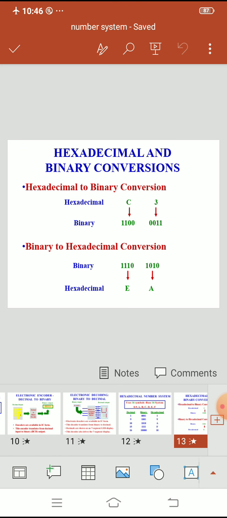Hexadecimal and binary conversion. Hexadecimal to binary conversion: hexadecimal number C3. C means 12, equivalent to binary 1100, and 3 is equivalent to binary value 0011. Binary to hexadecimal conversion: binary value 1110 is equivalent to hexadecimal value E. Again, binary number 1010 is equivalent to hexadecimal value 10, that is A.